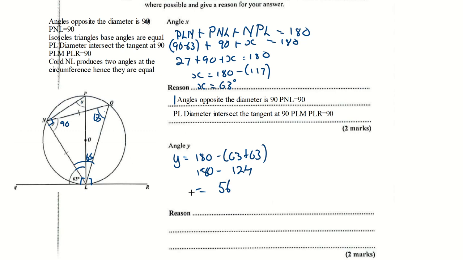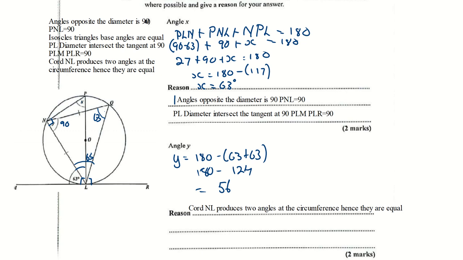Right? So what do you have to say? First, you'll have to say chord NL produces two angles, hence they are equal. Copy, right?